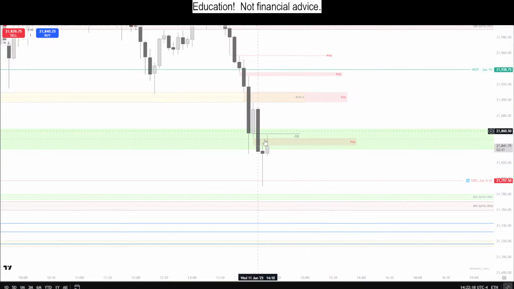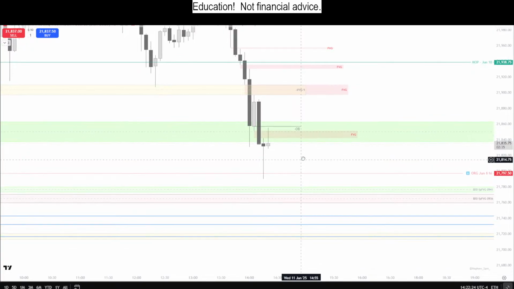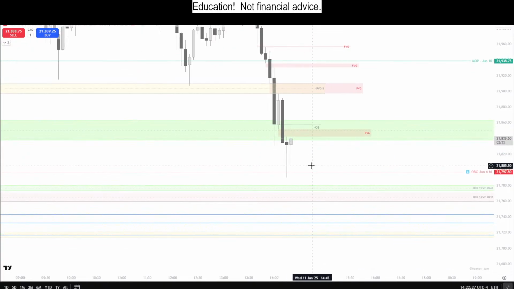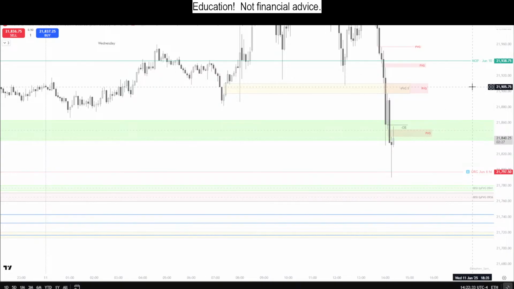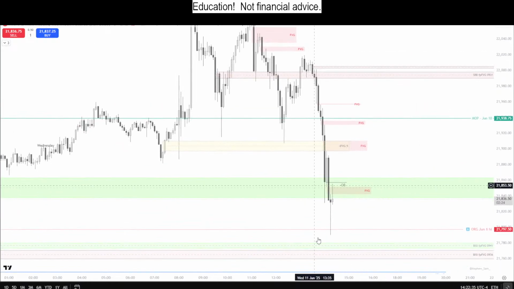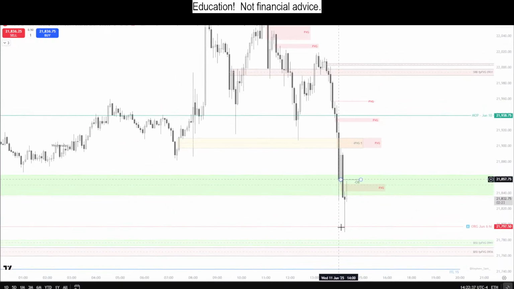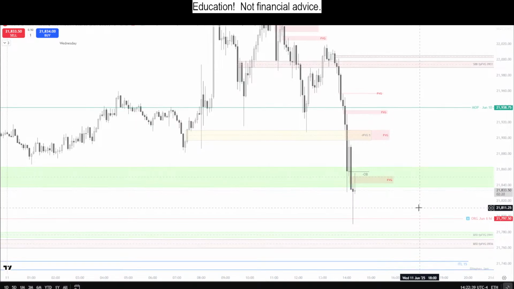We do have this 5-minute SIBI here. We've got 2.5 minutes left on this 5-minute candle. We could move up and come right back down. We do have this wick here, mean threshold of the order block. In terms of this dealing range, we're well below 50%, well below.